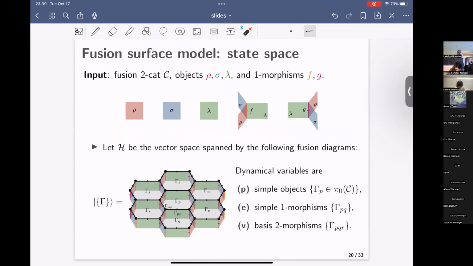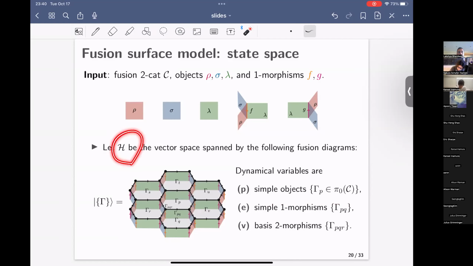More specifically, the dynamical variables are simple objects on the plaquettes, simple one-morphisms on the edges, and basis 2-morphisms on the vertices. Here the simple object on each plaquette takes values in the set pi_0 C, which is the set of all simple objects modulo condensation. This means that we do not use condensation defects as dynamical variables. This point is a bit technical, but I think it is worth mentioning because there is no counterpart in 1+1D. So this is a new feature in 2+1 dimensions.